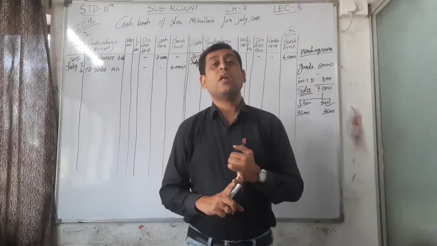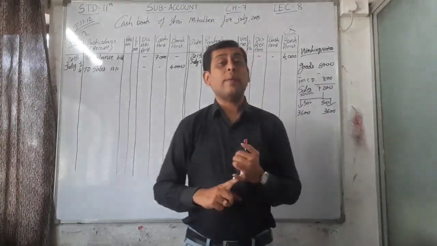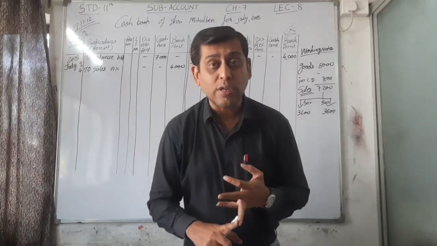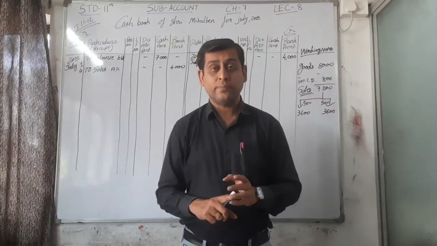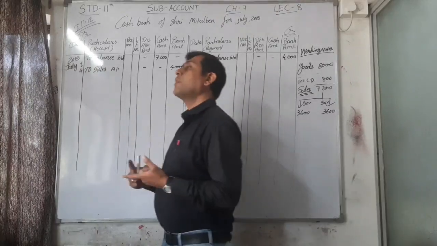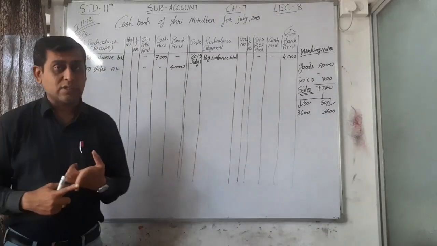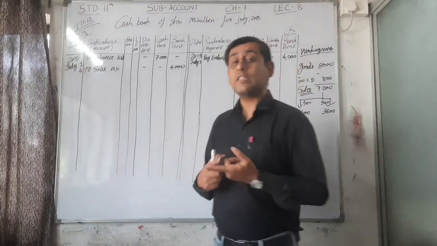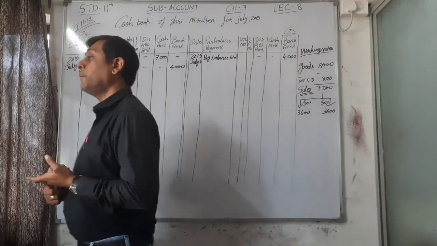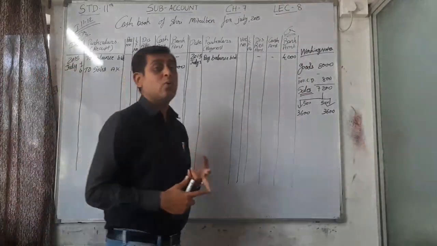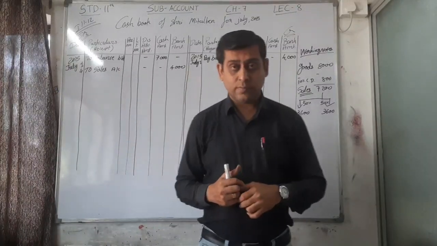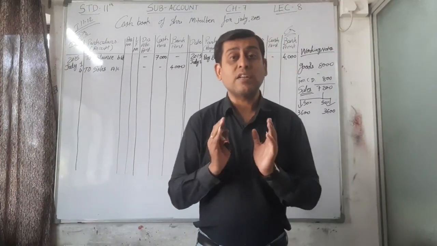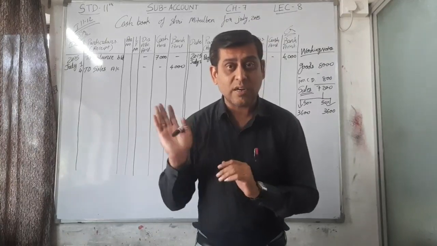So the entry: cash account debit 3,600, discount account debit 800, bank account debit 3,600 to sales account 8,000. Again I repeat, cash account debit 3,600, bank account debit 3,600, discount account debit 800 to sales account 8,000. Okay, so here it's a receipt, that's why we have to record on the debit side.